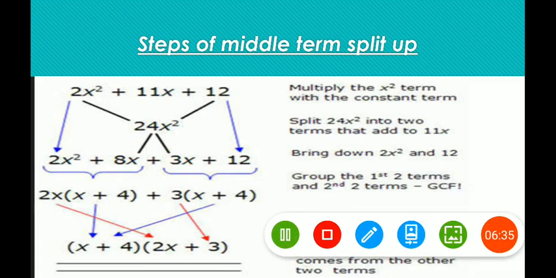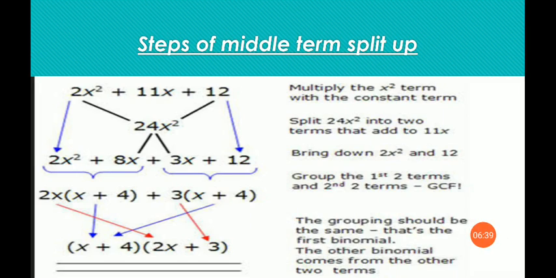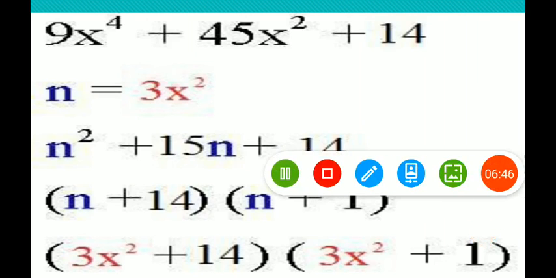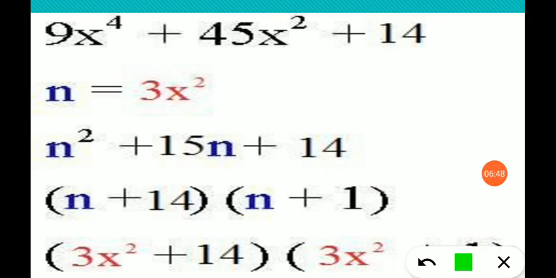I hope you have understood this method. Let's consider one more example of this, a little bit higher order. The question is 9x to the power 4 plus 45x square plus 14.